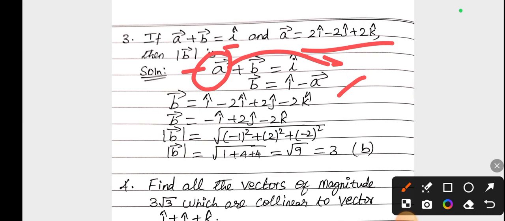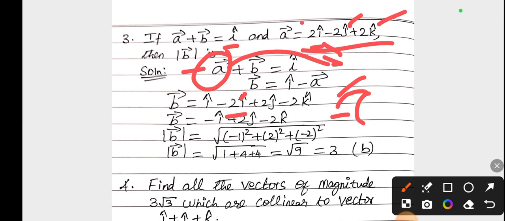What is A vector? We can just see, children: 2i cap minus 2j cap plus 2k cap. That, and all, I also know how plus 2i becomes minus 2i. Like that you ask now. Because the minus was outside, so the negative we want to multiply with each.